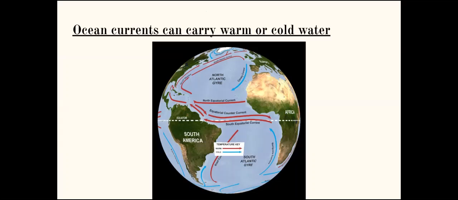One thing also to note is that ocean currents can either be warm or cold. And if you take a look at this picture of the world, you'll notice that there are different types of water flowing around near different countries. The red arrows represent warm water, and the blue arrows represent the cold water.